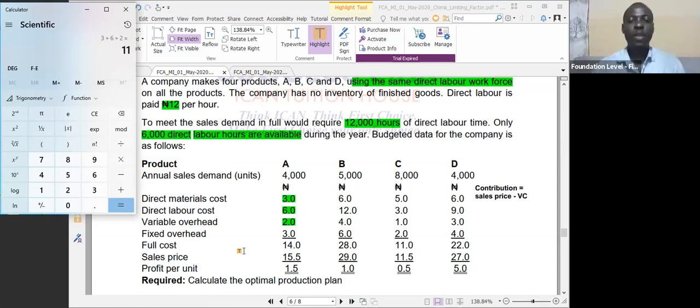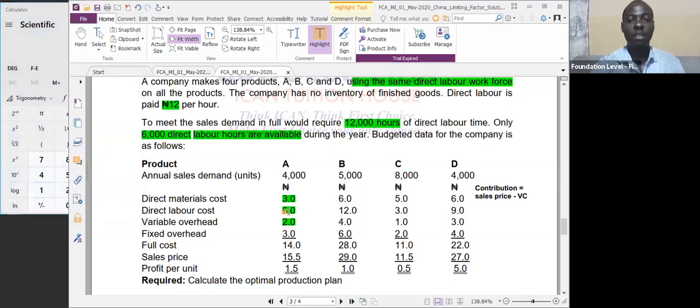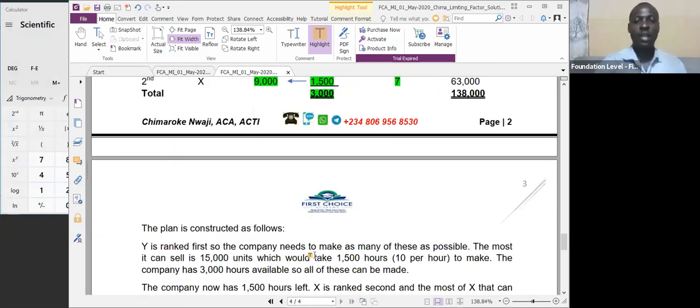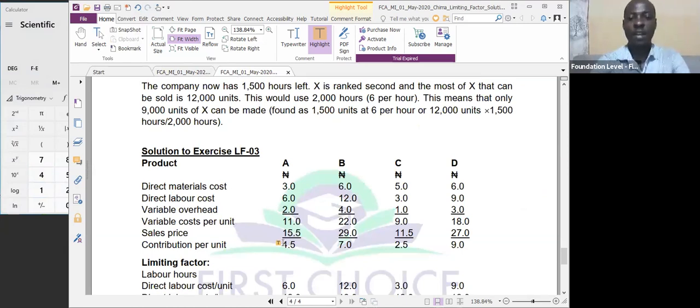Then what do we have as our sales price? Our selling price here is 15.5. So we say 15.5 minus 11 gives me 4.5 as my contribution per unit. I'm using plot A to show you an example of how to look for our contribution per unit. You were not given it, and so we have to look for it. This is how we got our 4.5 here. This is our contribution per unit, this is our variable cost, and this is our selling price. When you subtract this from this, you have your 4.5.